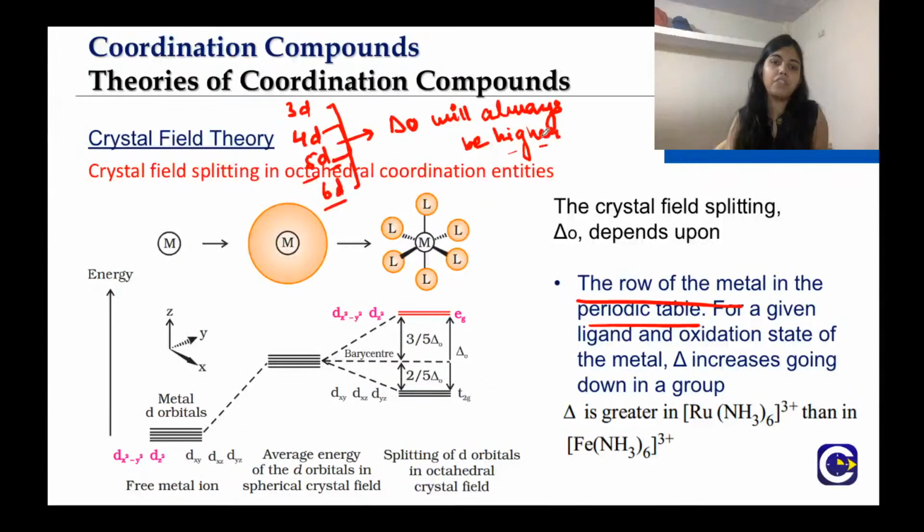Right, than that of 3D. So, down the group, what happens? That delta O increases if the ligand and the oxidation states are same. Right, you have to remember the if clause, that the ligand and the oxidation state has to be the same. Then you can compare that 3D, 4D and 5D series amongst them, which metal atom you are having, right?